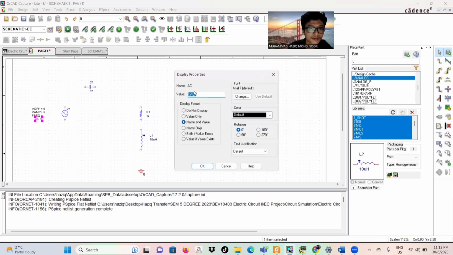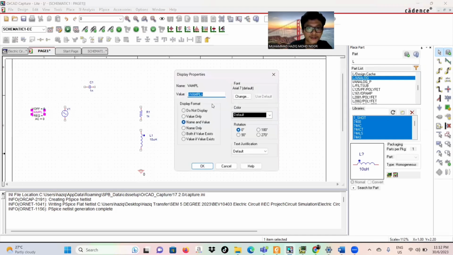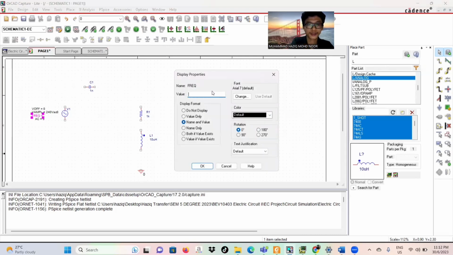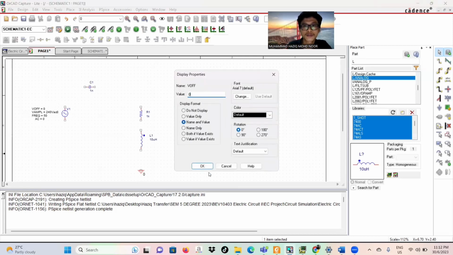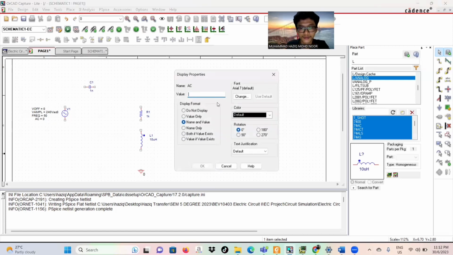I need to label back over here 0, and the V amplitude is our magnitude voltage for source number 1. As given just now, it is 240 angle 0, so you write it like this. While the frequency, we set to the Malaysian standard, which is 50 Hertz. So just click OK.